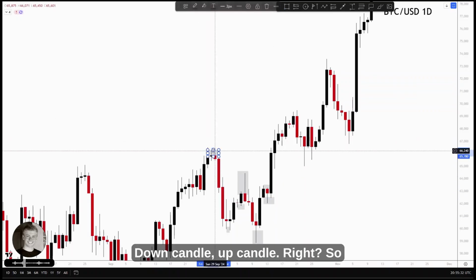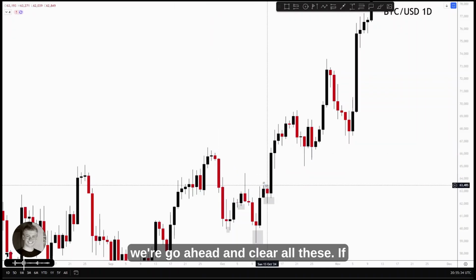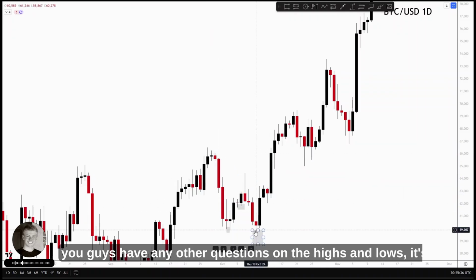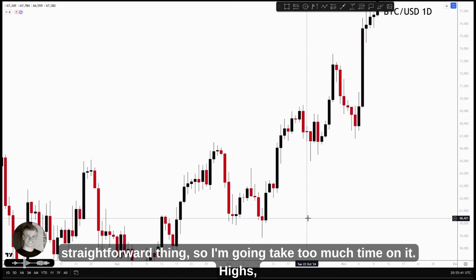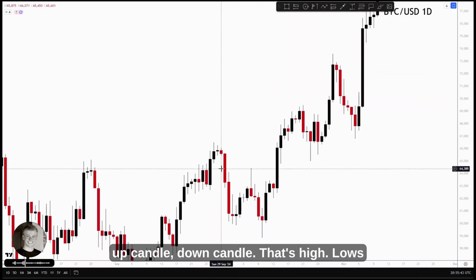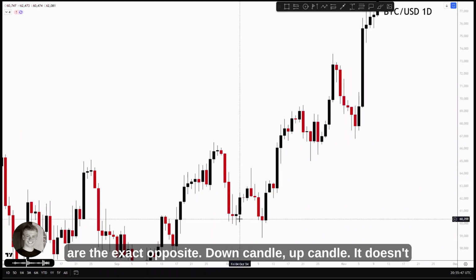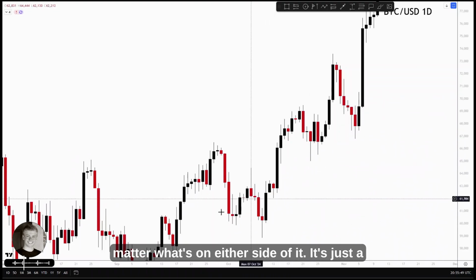So we're going to go ahead and clear all these. If you guys have any other questions on highs and lows, it's a very straightforward thing, so I'm not going to take too much time on it. Highs, up candle, down candle. That's a high. Lows are the exact opposite, down candle, up candle. Doesn't matter what's on either side of it.